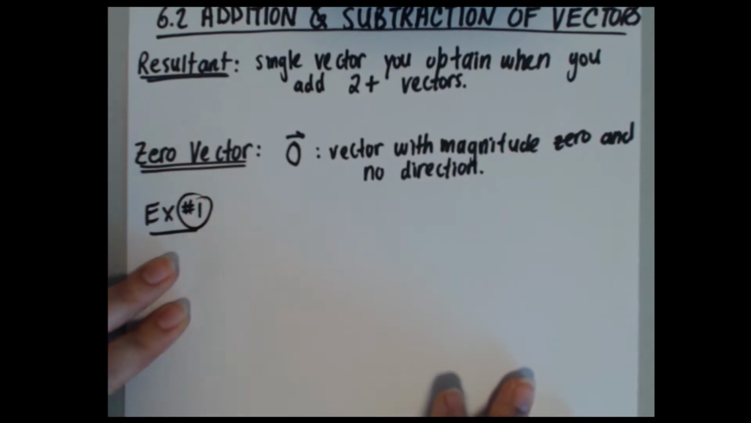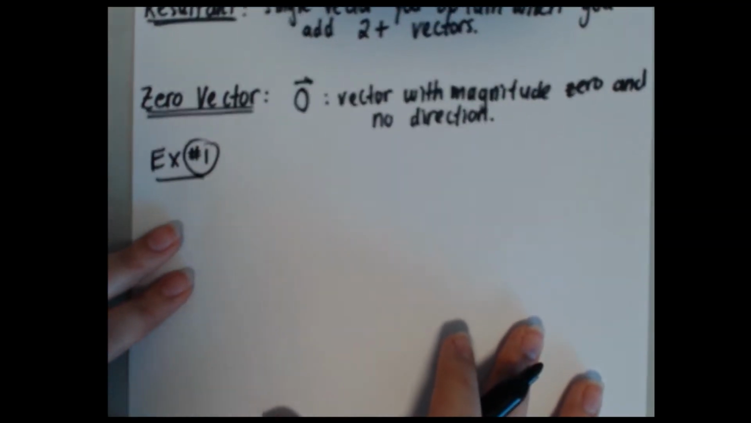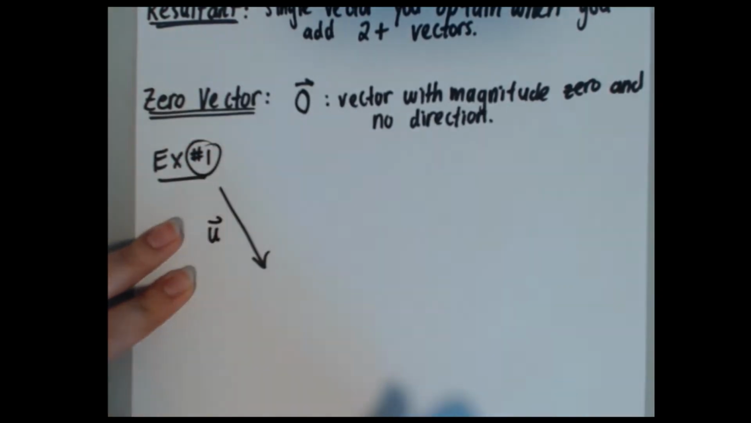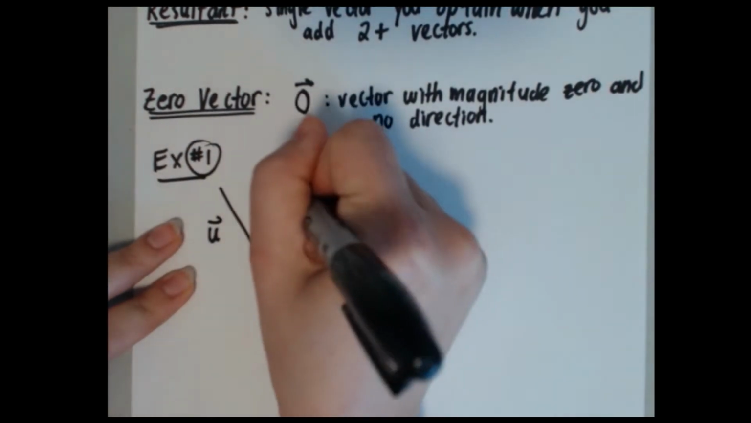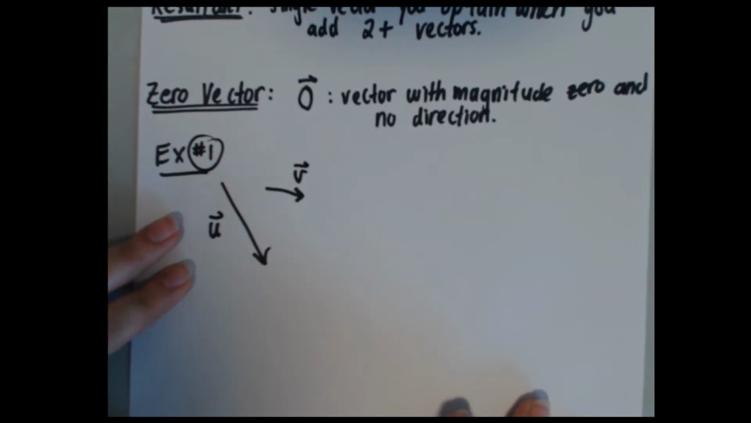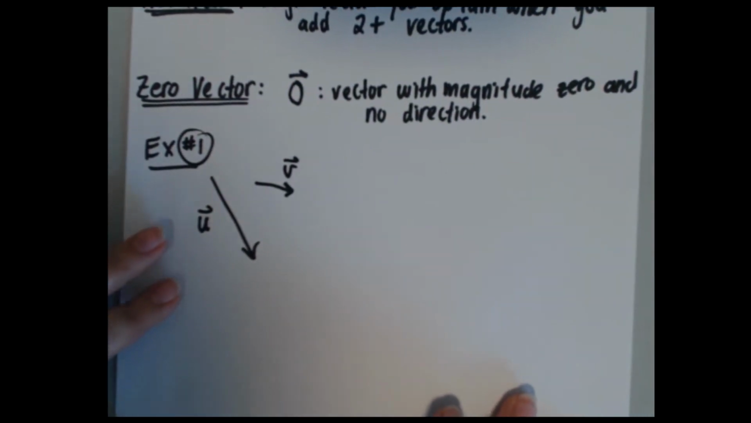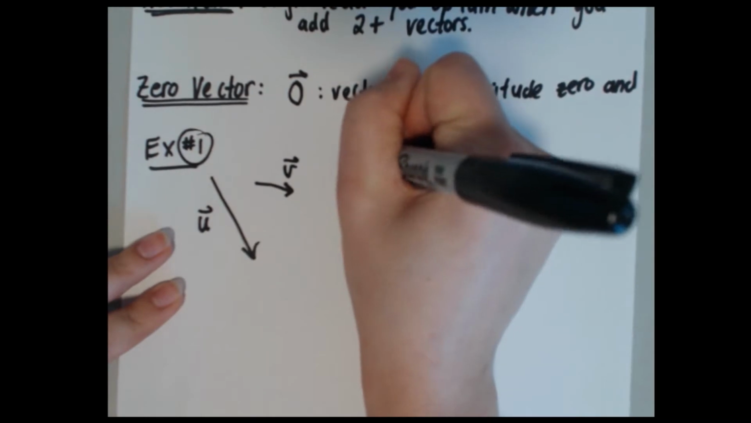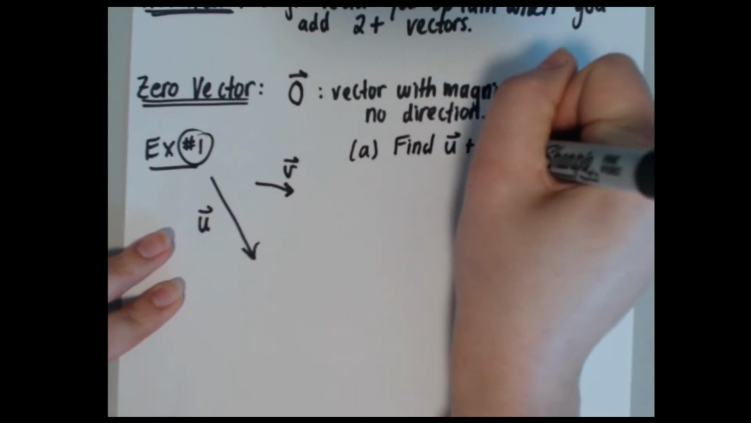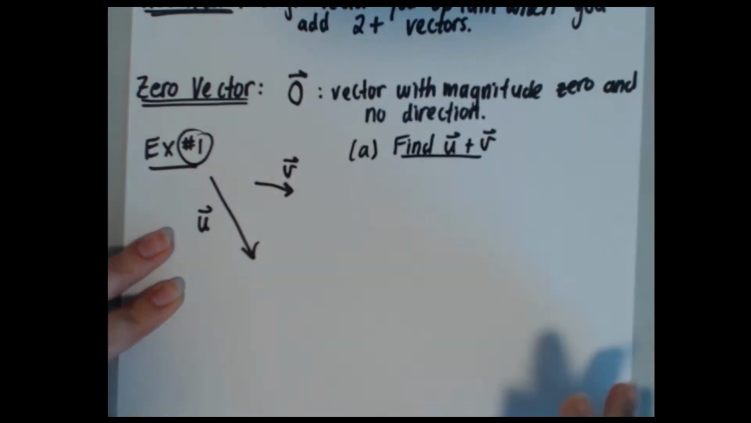Okay, so example 1, we're going to look at some vectors. So consider these two vectors. I've got here vector u and I've got vector v. They're different lengths and they're pointing in different directions. Okay, so part A. Find u plus v. All right, so that's not so bad.